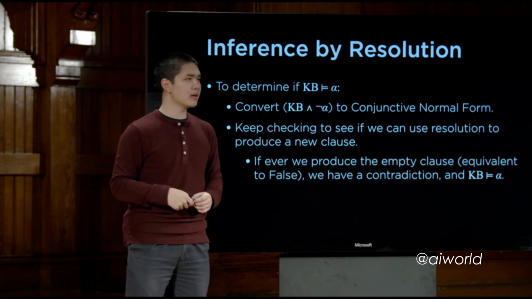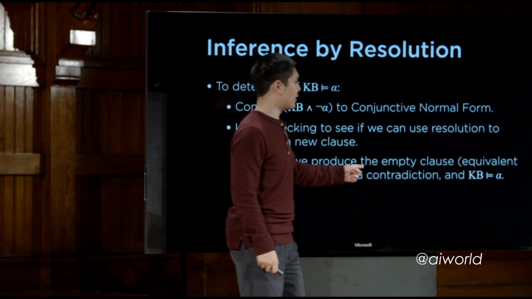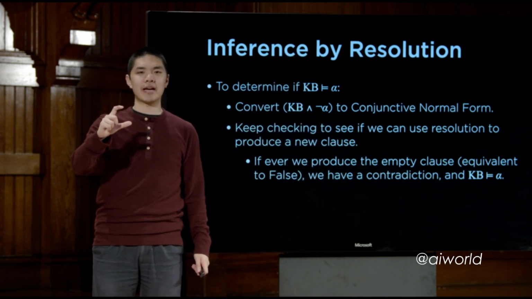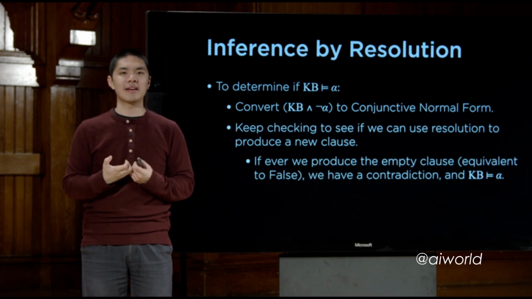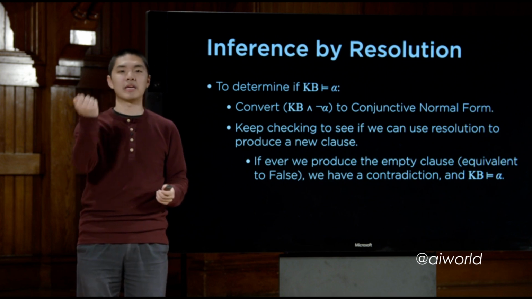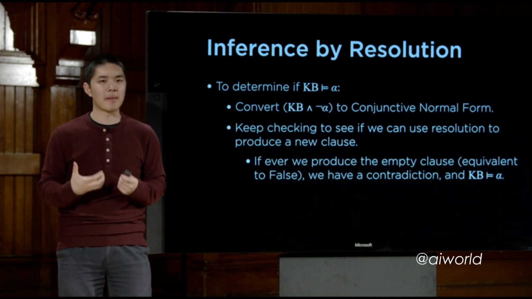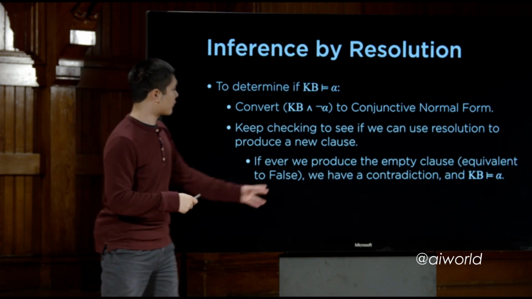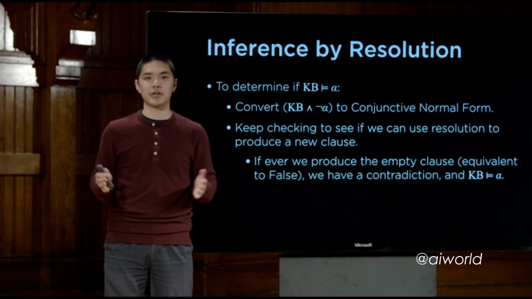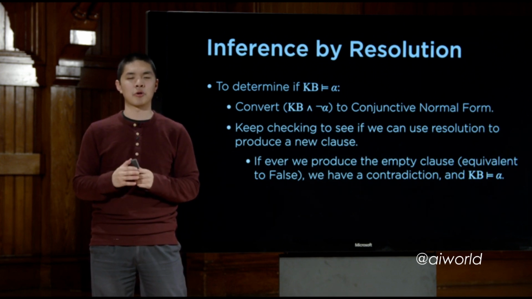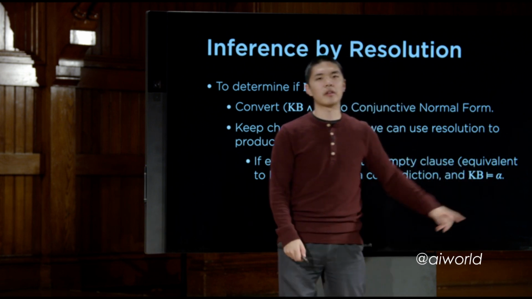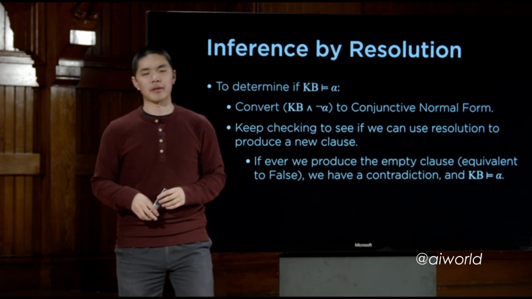Now, it just so may happen that eventually we may produce the empty clause, the clause we were talking about before. If I resolve p and not p together, that produces the empty clause. And the empty clause we know to be false, because we know that there's no way for both p and not p to both simultaneously be true. So if ever we produce the empty clause, then we have a contradiction. And if we have a contradiction, that's exactly what we were trying to do in a proof by contradiction. If we have a contradiction, then we know that our knowledge base must entail this query alpha. We know that alpha must be true.